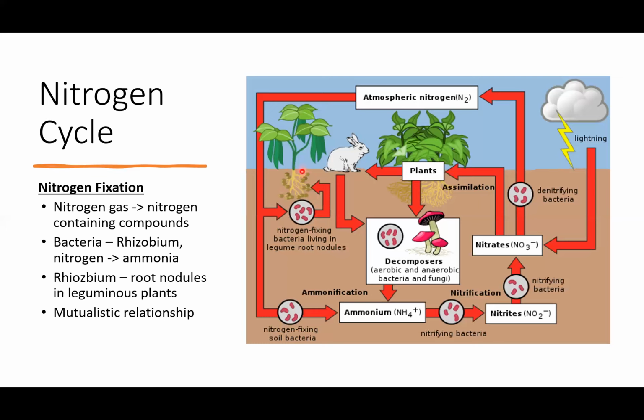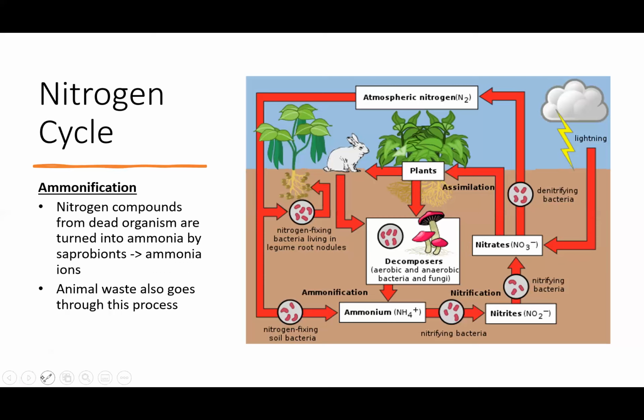So we've got nitrogen fixing bacteria living in those legume root nodules, and we're at this ammonia stage. Nitrogen has become ammonia, and we've got these ammonium ions here. So what happens next? Well, what happens next is we have ammonification. So that's what's happening down here. So ammonification is when nitrogen compounds from dead organisms are turned into ammonia.